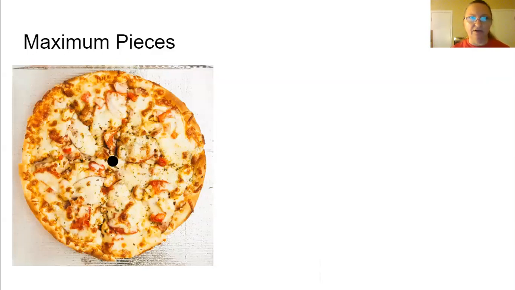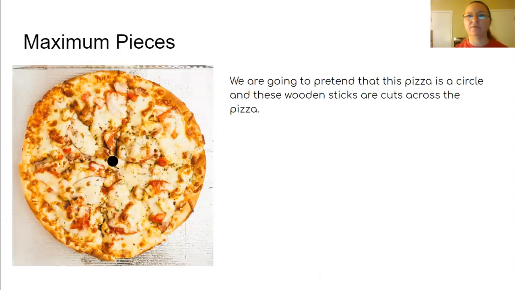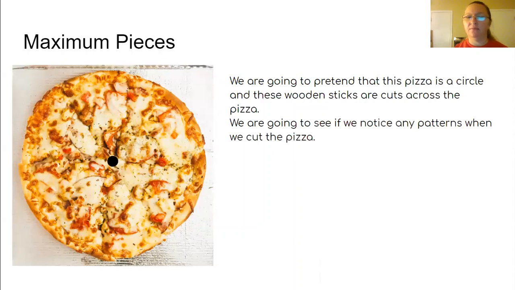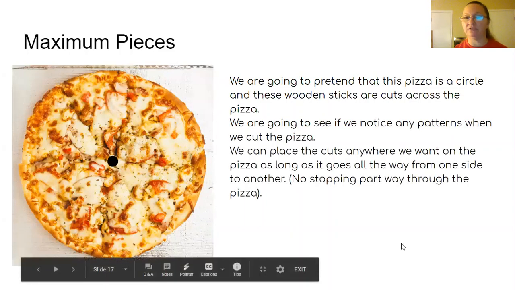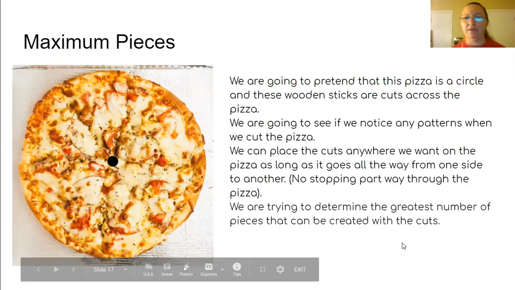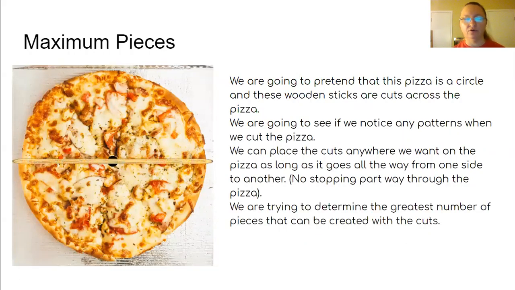So here we go. We've got another pizza. We're going to do the same thing with the wooden sticks. So now we're going across the pizza and we're trying to figure out the maximum number of pieces we can get. Sticks can go anywhere on the pizza they want. And so, again, you can go through the center if you want. You can go off to the side like so. It's not going to matter.